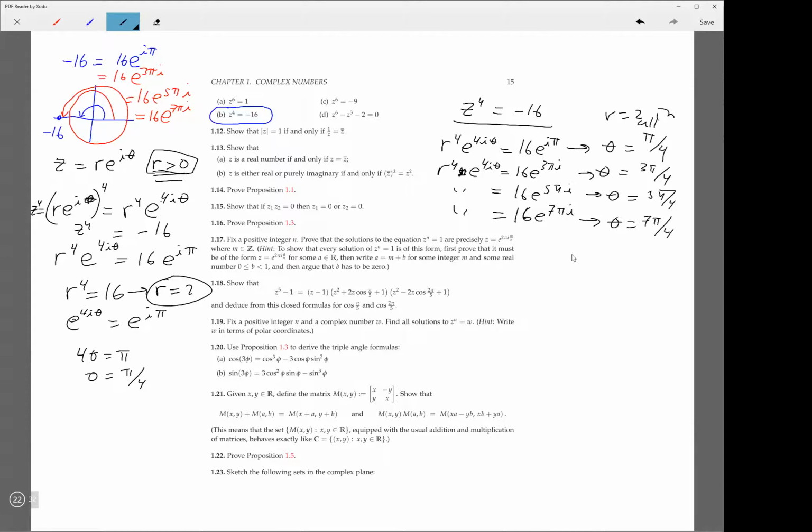Okay, so your 4 solutions are 2 e to the i pi over 4. That's the first one. Your second solution is going to be 2 e to the 3 pi i over 4. Your third solution is going to be 2 e to the 5 pi i over 4. And then the last solution is going to be 2 e to the 7 pi i over 4. Okay, so those are going to be your 4 solutions.